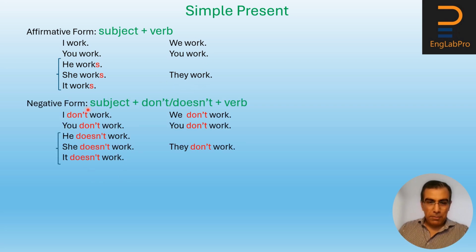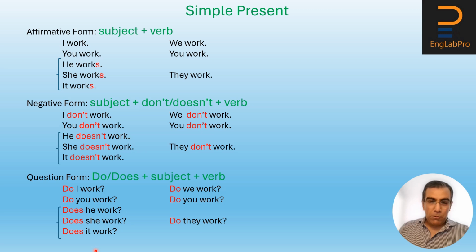The negative form is a little bit strange. We have to add don't or doesn't to the verb. So I don't work, you don't work, but for he and she and it, we use doesn't. But remember, when we have doesn't, there is no s or es at the end. We don't work, you don't work, they don't work. These are the plural forms. So just remember, for the third person singular, we use doesn't and no s in the negative form.